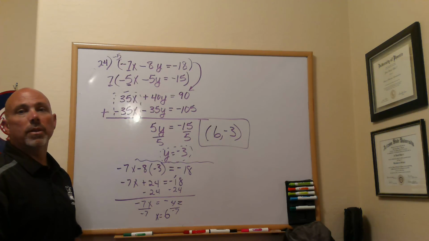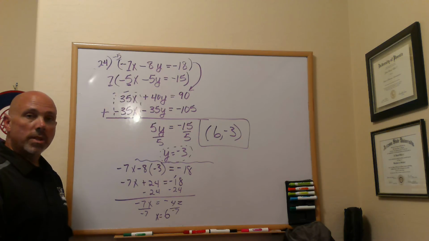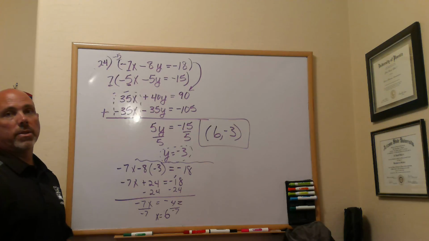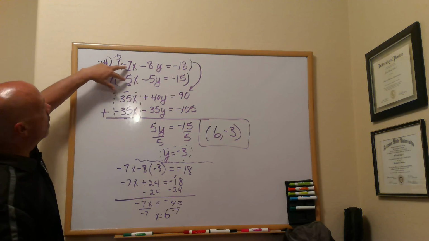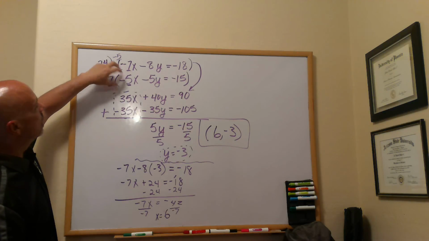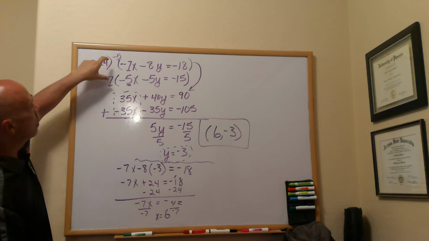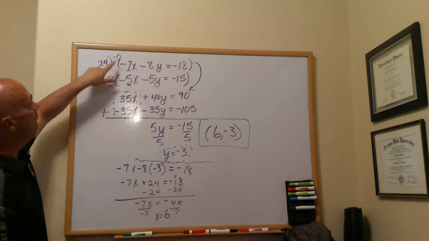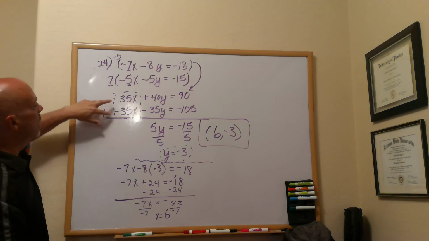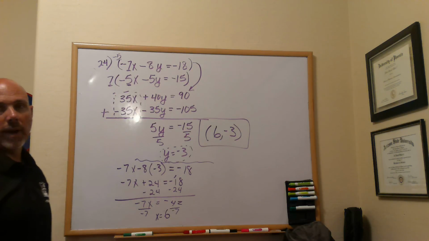So you have to look for the lowest common factor between the two coefficients of the variable that you're trying to eliminate. In other words, I'm looking at the coefficients of these two. The lowest common factor between the two is 35. In order to get to 35, I have to multiply this equation by 5 and this one by 7. And that's how I came up with this 35 and this negative 35.